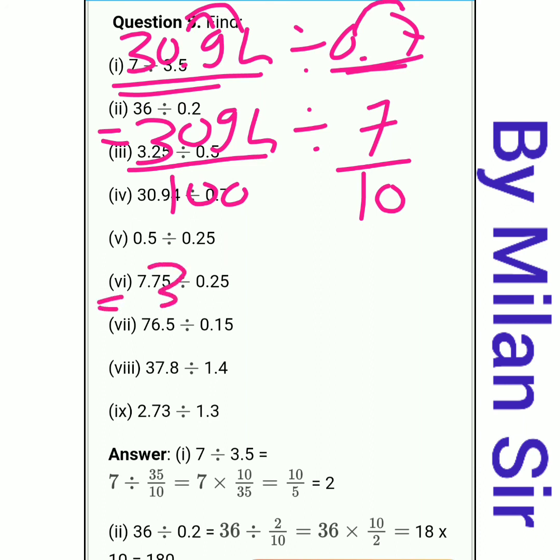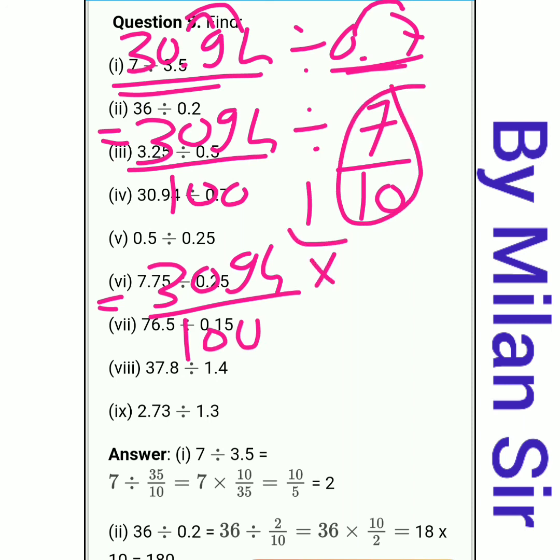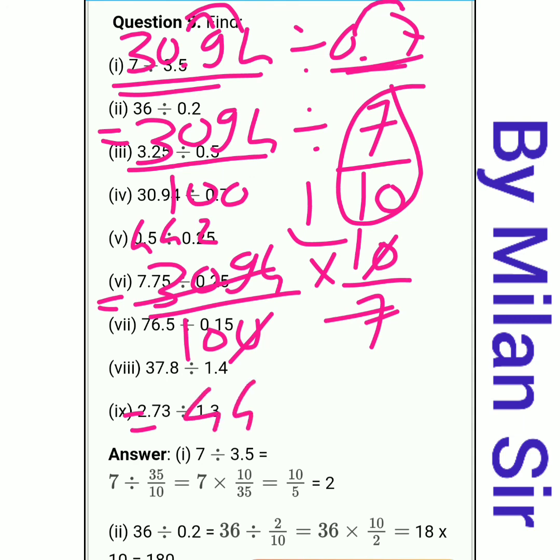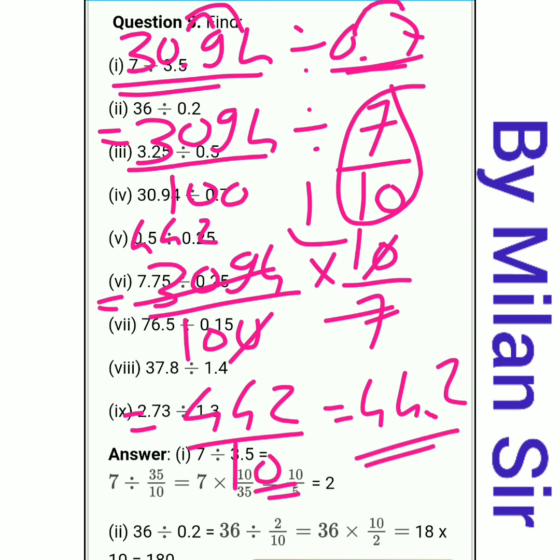The first number we put here as it is. We convert this division into multiplication, and take the reciprocal of 7 by 10, which is 10 by 7. Now we can cut 10 and 100, and if we divide 3094 by 7, we get 442. So in the numerator we have 442 divided by 10. Only 10 we have in the denominator, so in the numerator before one digit we put the decimal point, before 2. So our answer is 44.2.